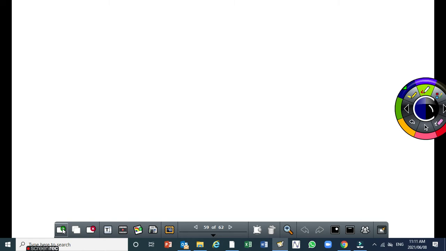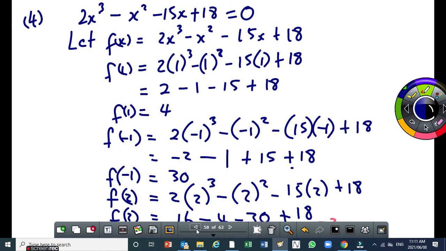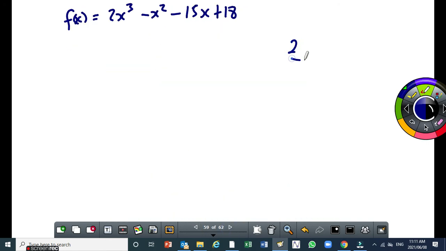So for the synthetic division now, remember we said our f of x is 2x cubed minus x squared minus 15x plus 18. So if I do the synthetic division here, remember our x is equal to 2. I'll put the 2 outside, and then my first coefficient is the 2, the second one is minus 1, the third one is minus 15, and the last one is 18.